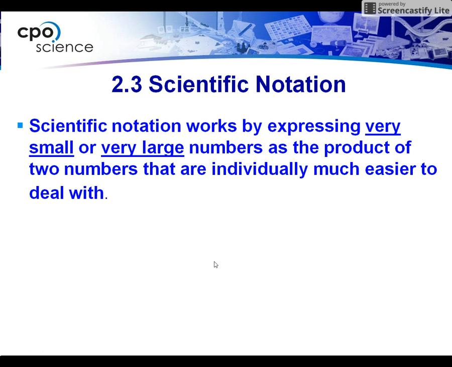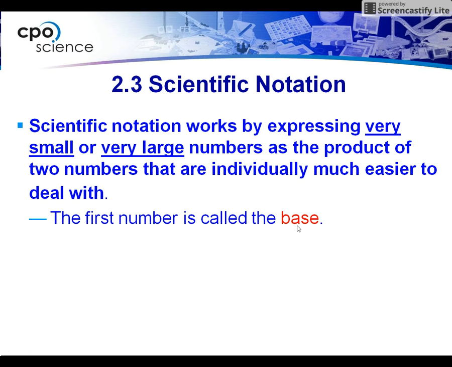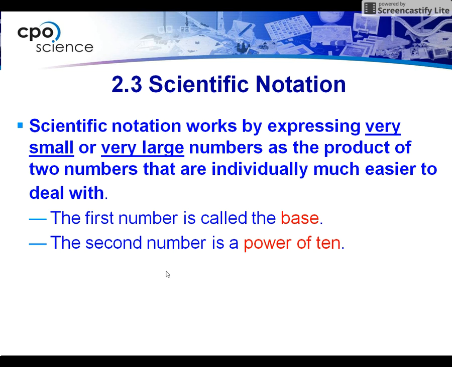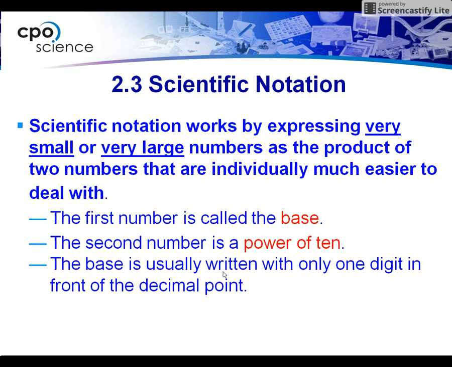Okay, so the very last topic of the whole chapter is scientific notation. Scientific notation is important because it takes really, really small numbers and really, really big numbers and makes them easier to deal with. So what is scientific notation? Well, we have this number in front called the base. Then we have a power of 10. The base is usually written with only one digit in front of the decimal point. So you'll see something like 2.5 times 10 to the third.